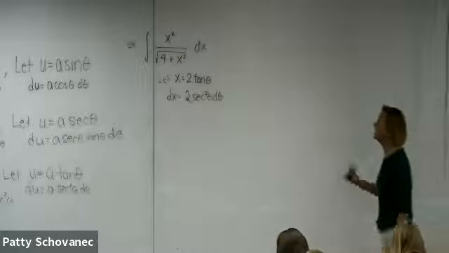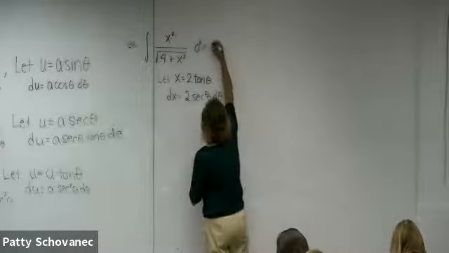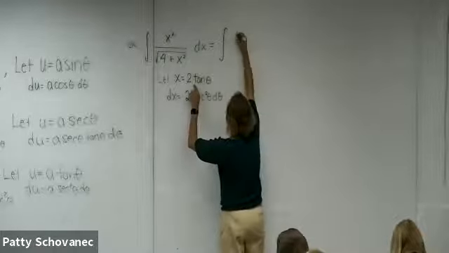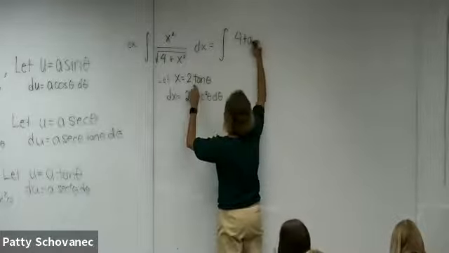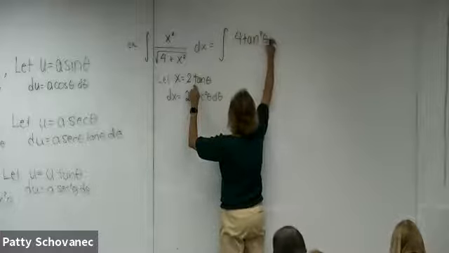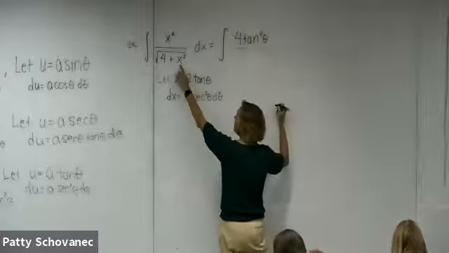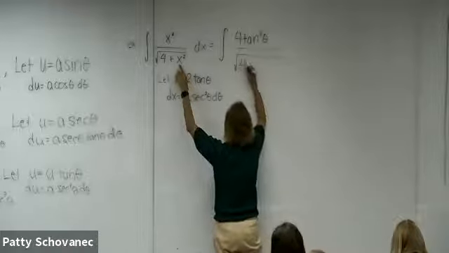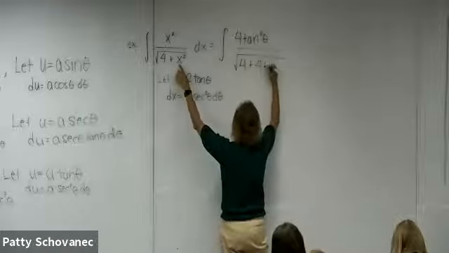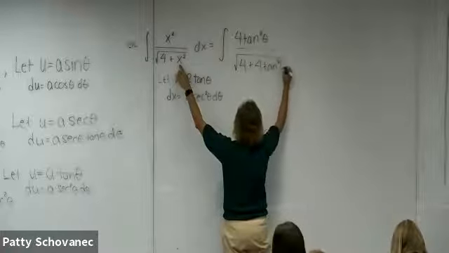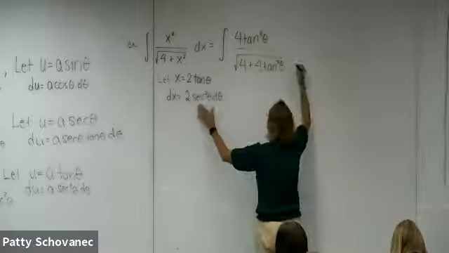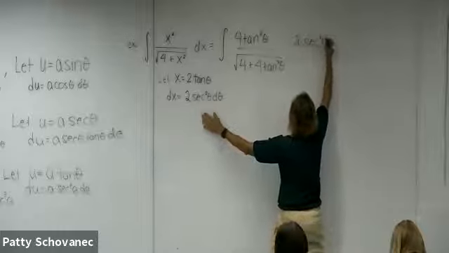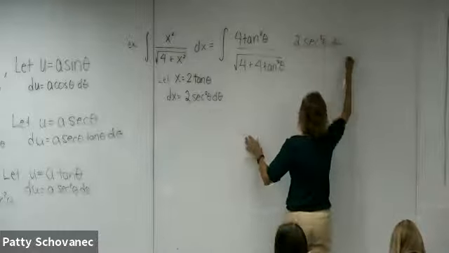Okay, now we're putting it in. I gotta square the x and put that in the numerator. So I got a 4 tangent squared theta up here. That 4 tangent squared theta will be under the radical sign right here. So I'm gonna have 4 plus 4 tangent squared theta. And now dx is 2 secant squared of theta times d theta.